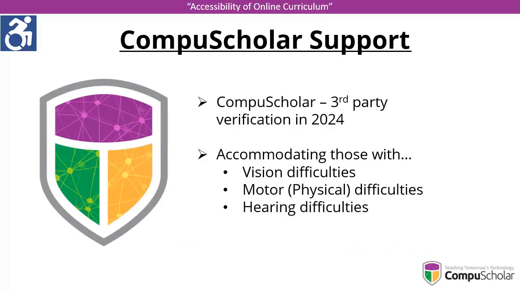CompuScholar is pleased to support accessibility standards for our students, and this is something that we get periodically reviewed for compliance, and our most recent third-party review was early here in 2024. And the main points of accommodation that you'll find are for those students with vision difficulties and motor skills difficulties or hearing difficulties. And let's explore how we support students with these various challenges.